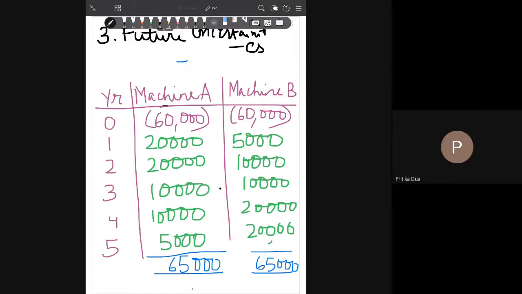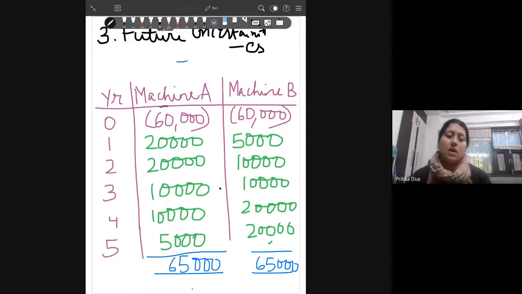They have an initial cost of 60,000 and then you are given the cash inflows or the returns you will be getting from both the machines. You have machine A, machine B in terms of profits or money that is coming back, the cash inflow to the firm is the same for both, 65,000 rupees.